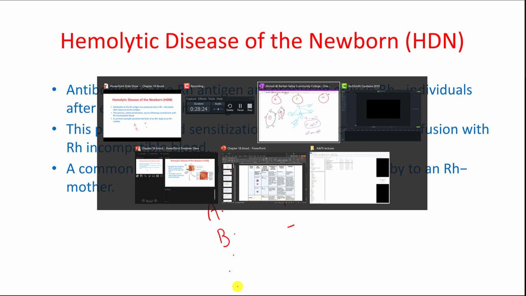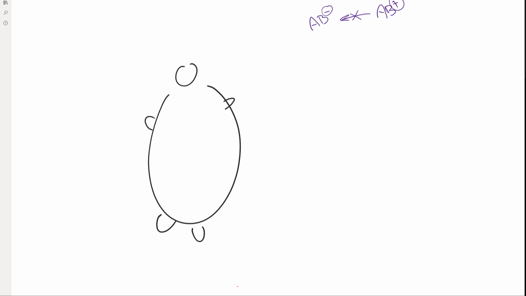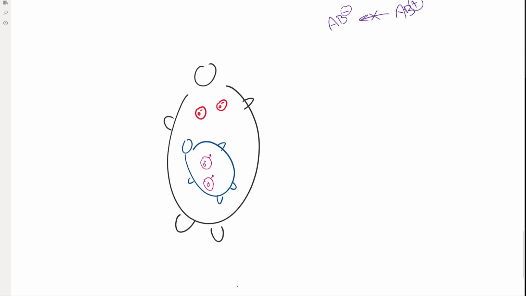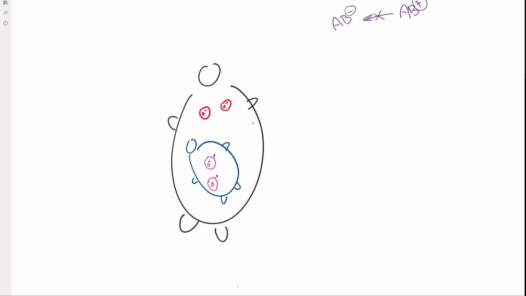So what's happening, let's go back to do some drawing as well. So let's assume we have a pregnant woman. This woman is having O minus. Okay, her blood group is O minus. But she's pregnant with a baby, and the baby, let's assume, for simplicity, is O positive. O positive.